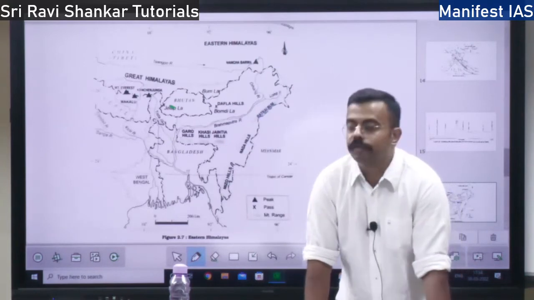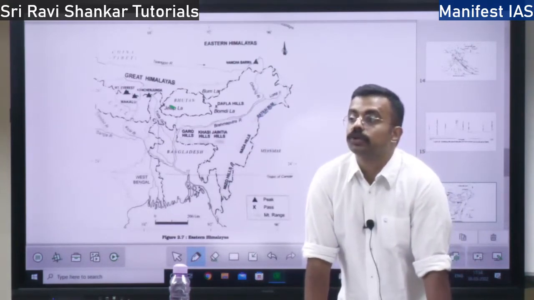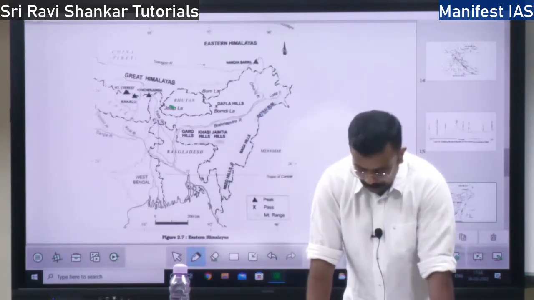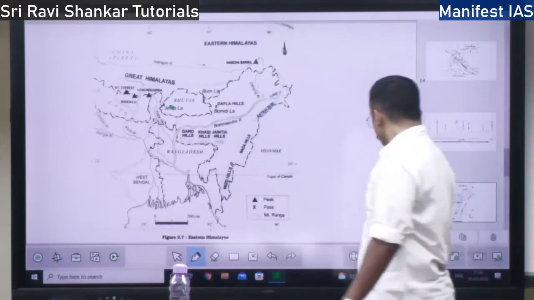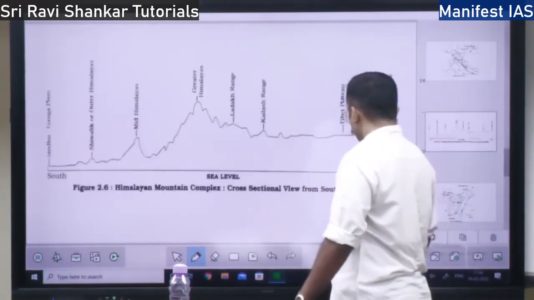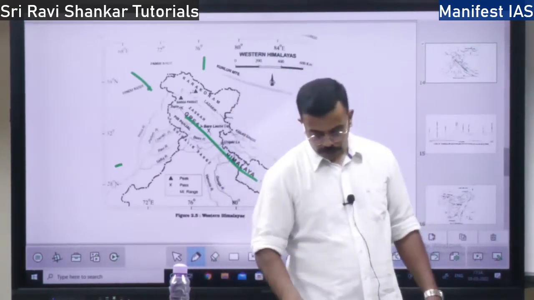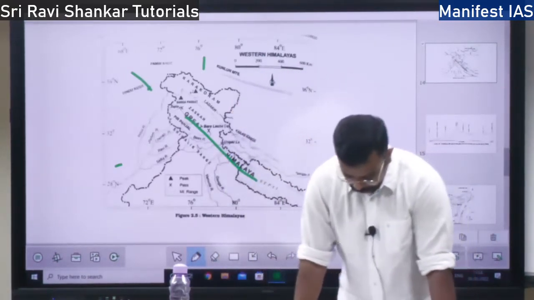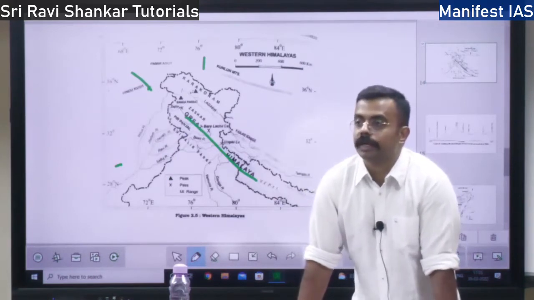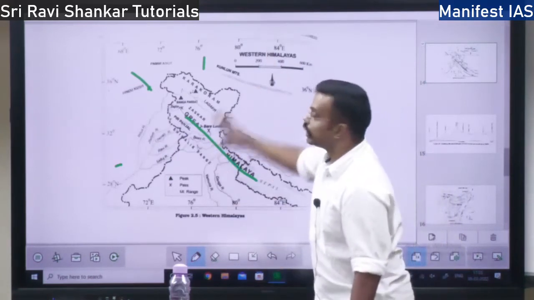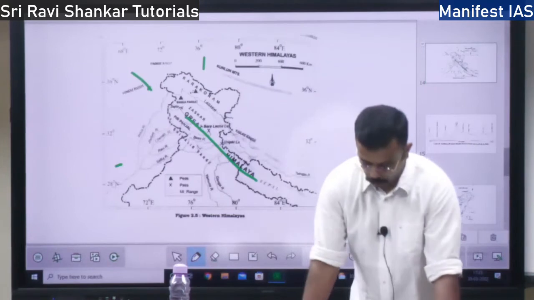So the total length of the Himalayas is how much? It is 2500 kilometers, and the total width of the Himalayas is 160 to 400 kilometers. That is the thickness of the Himalayas. Width is 160 to 400 kilometers.